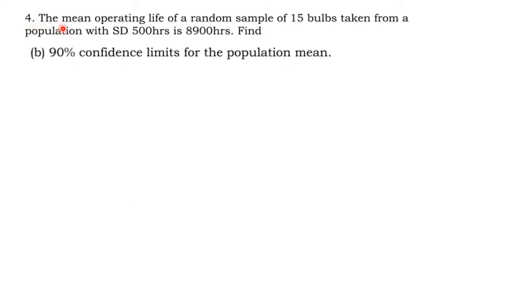Number 4, the same question, but part B is different. The mean operating life of a random sample of 15 bulbs taken from a population with SD 500 hours is 8,900 hours. Find 90% confidence limits for the population mean. N is 15, X bar is equal to 8,900, S is 500, and confidence level is 90%. As N is less than 30, we will use the T distribution. X bar plus minus T alpha over 2 N minus 1 into S over root N.